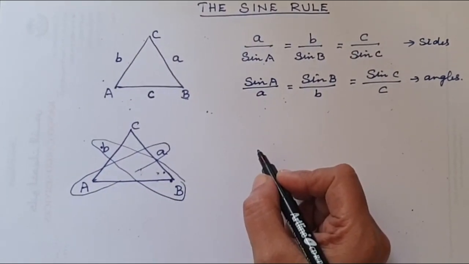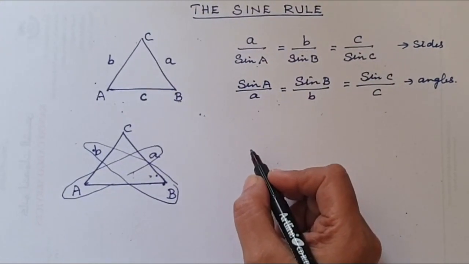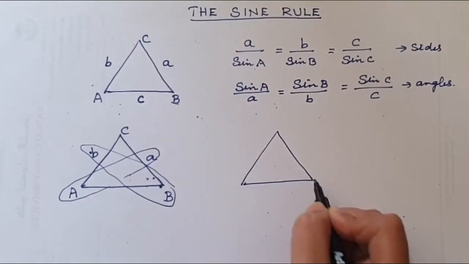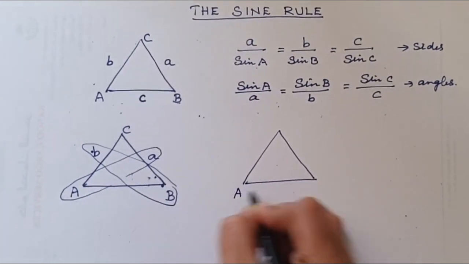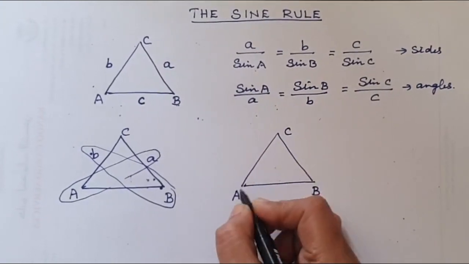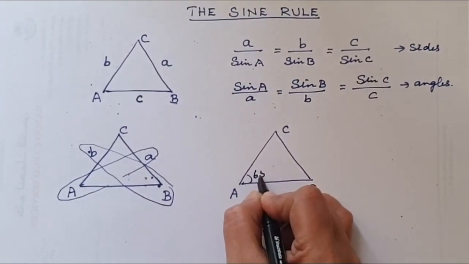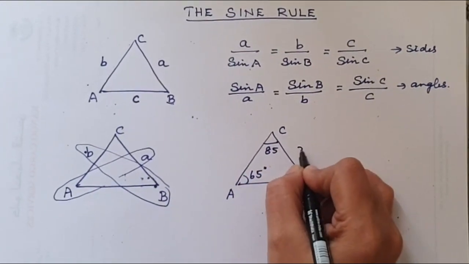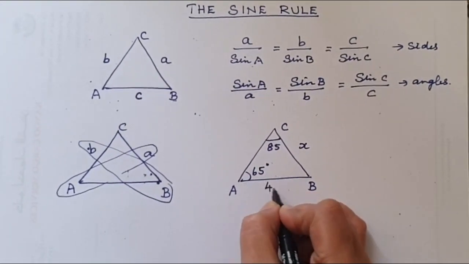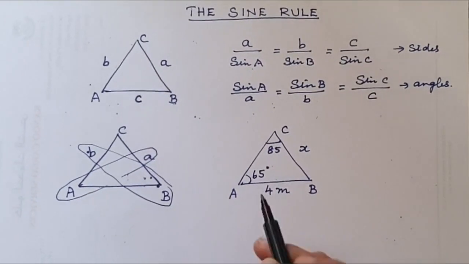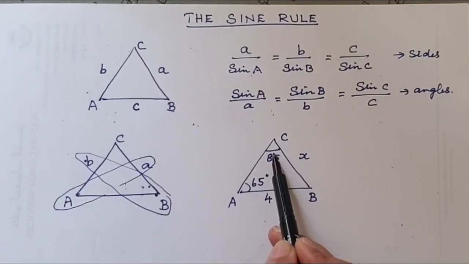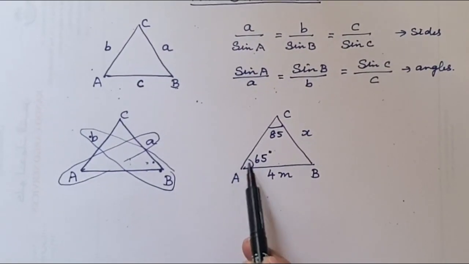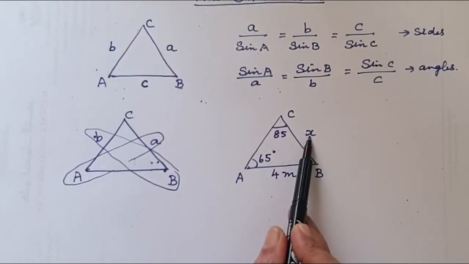Now we will see this by an example. When you have a triangle, I'll just draw a triangle over here, A, B and C. In this triangle we have this angle marked as 65, this is 85 and this is the side which you need to find, and this is 4 meters. You take this 85 degrees, opposite to this is 4 meters given. And for this another pair, opposite to 65, you need to find x.